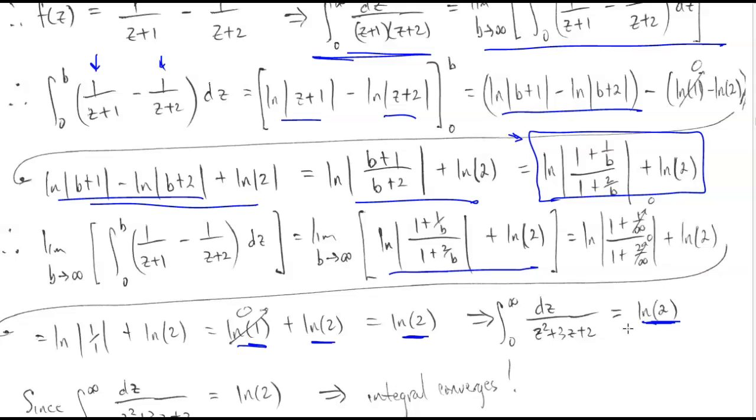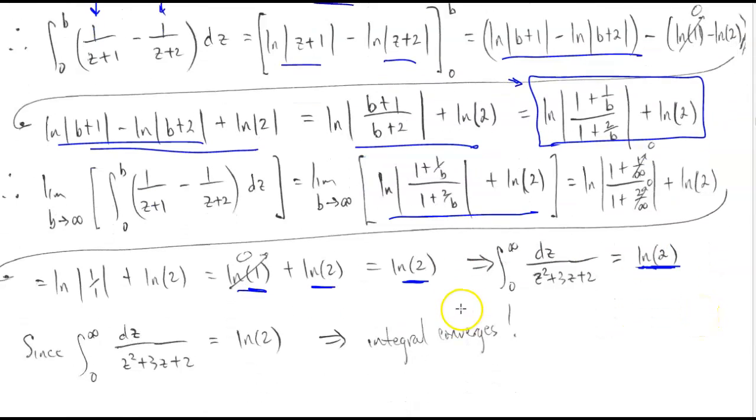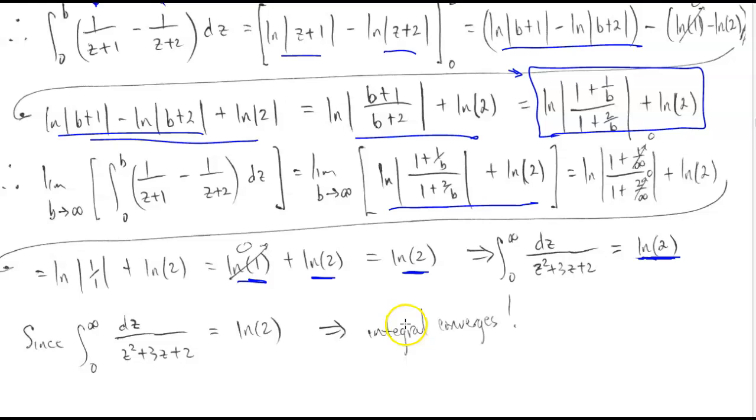So if we wanted to translate that, the area under the curve of our given function, 1 over z squared plus 3z plus 2, from 0 to infinity, would total out to a value of natural log of 2 square units. Okay, so that's what this means here.